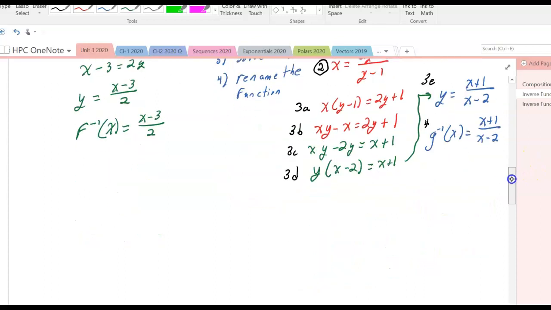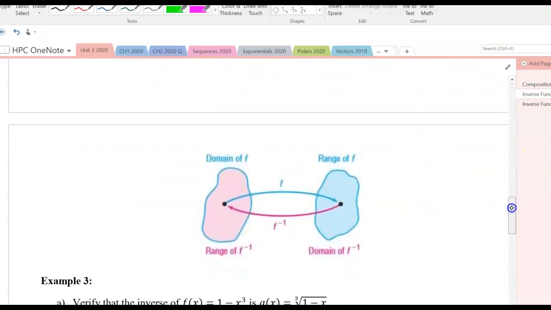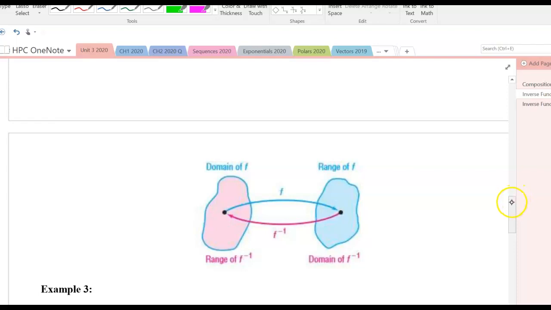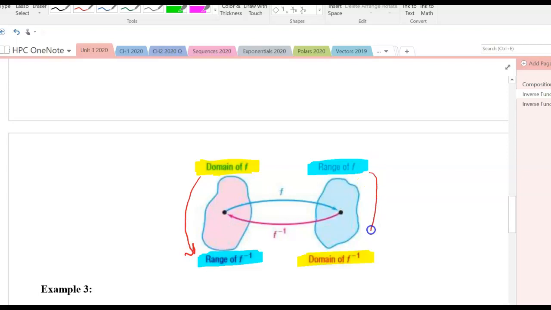All right, the next part of the lesson, we have this visual here, kind of what happens. So because the x's and y's are switching, the domain of the function is the range of the inverse. The range of the function is the domain of f inverse. So that's probably the cleanest way to say that. The domain of the function is the range of f inverse. The range of the function is the domain of f inverse.